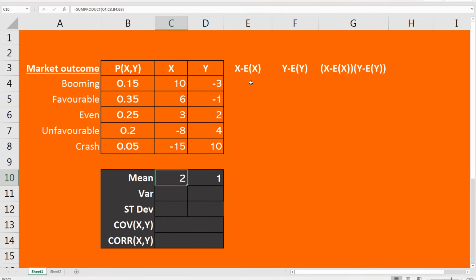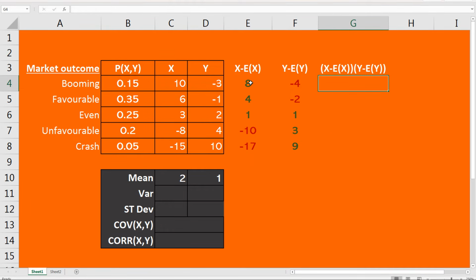So, like last time, we're going to need to find the deviations from the mean. So this 10 we have for X, how much does that differ from the expected value of X? We can tell that it's 8 values higher than the mean. The next one down here, well, that's 4 values higher than the mean. This one's 1 value higher than the mean because it's 3. 3 minus 2 is 1. Now we have minus 8, which is 10 values lower than the mean. And this one's 17 values lower than the mean. And we can keep this up.